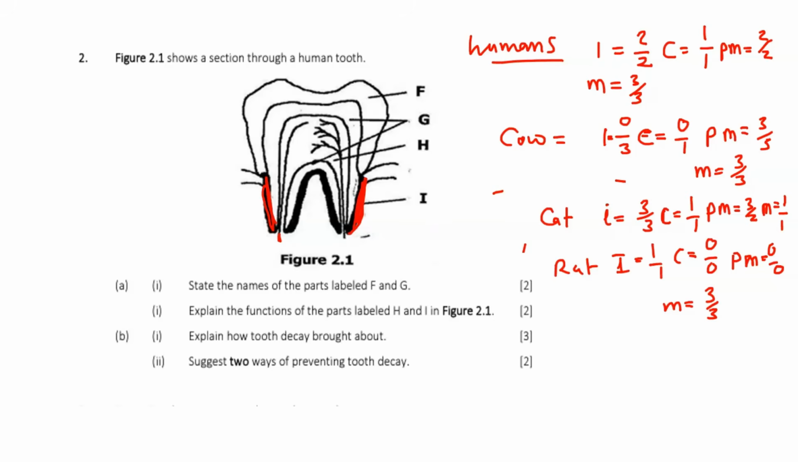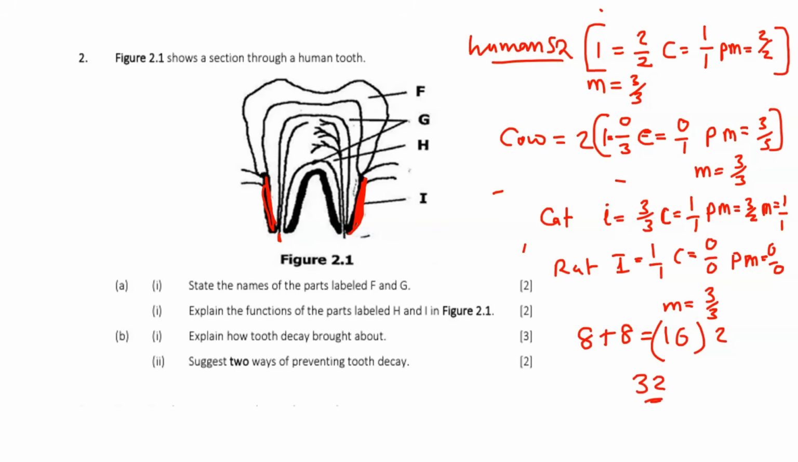So what are you going to do? You are going to add the top numbers. So 2 plus 1, that is 3, plus 2, that is 5, then plus 3, that is 8. So you have 8 on top, which means even down you have 8. So you add 8 plus 8, giving you 16. Then you multiply by 2, since these are half a jaw. So after you've added everything, you multiply by 2. Which means humans have 32 teeth.